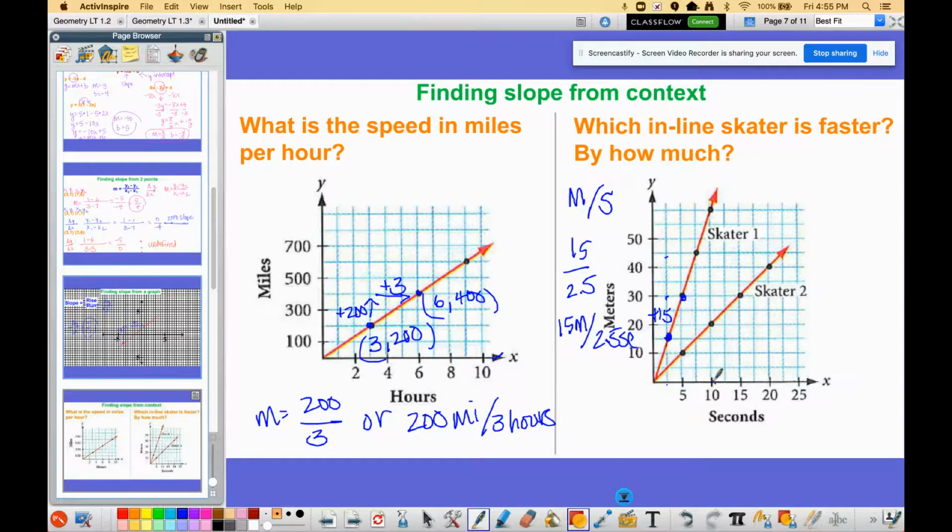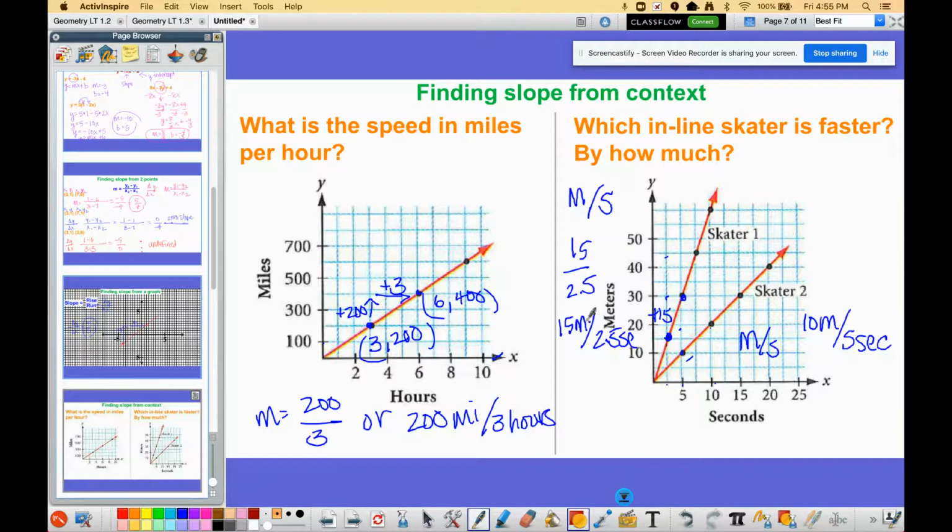If I look at this one, my second skater, I'm going to go up from 10 to 20. So that's plus 10. And so I'm going up 10, and then I'm going to go over 5. So 10 meters for 5 seconds.